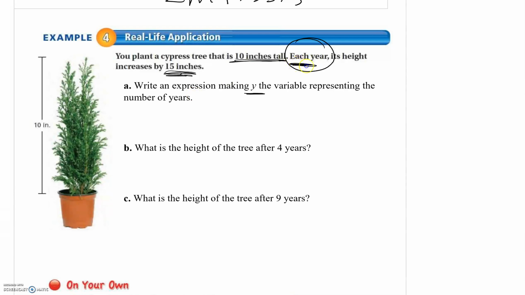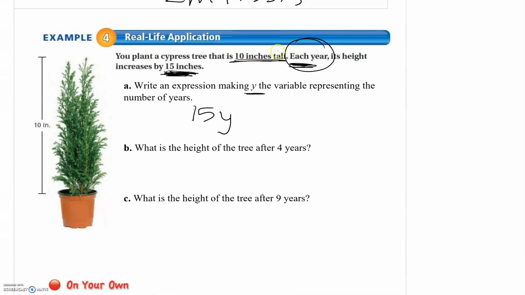So each year, it's growing 15 inches. So no matter what year it is, so if it's been 2 years, I would take 2 times 15 to figure out how much it grew that year. So I'm going to take each year 15 inches and make that 15y. I'm going to have to multiply 15 by however many years it's been.